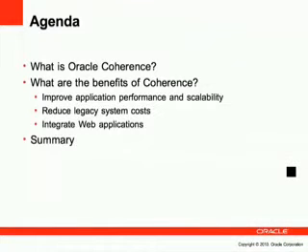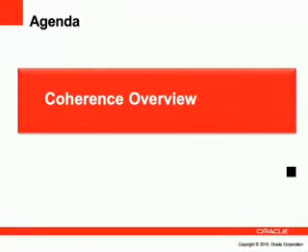Thank you, David. Hi everybody, thanks Ian. Today we're going to talk about Oracle Coherence. Going to cover off what it is, how it works, and then also talk about the benefits of it, how customers are actually using it to improve application performance and scalability, reduce legacy system costs, and integrate web applications. So it's all about providing faster access to your data and making that access scale up.